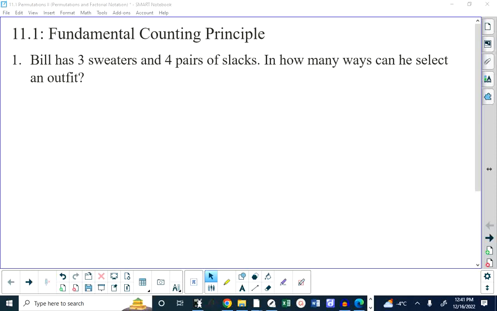Basically what the fundamental counting principle says is that if you have a job or a task or something that you want to get done, and that job or task has multiple stages to it, different things that need to happen, then if you multiply the number of ways that each of those things can happen, you're going to get the number of ways that the whole job can happen.